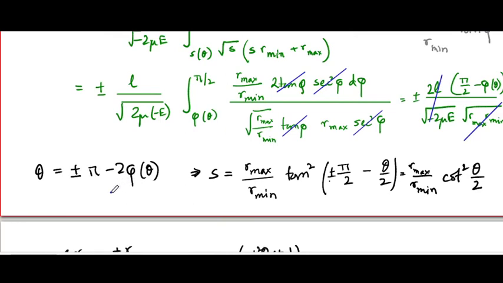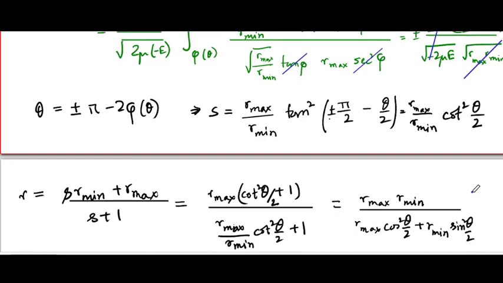Of course, what we need to do is to rewrite r as a function of theta. So, we go back in steps. This actually gives you phi as a function of theta. Phi is simply plus or minus pi by 2 minus theta by 2. We take that expression for phi, plug it back in our expression for s. This gives us s for a particular theta: r max by r min times tan square of this, which of course transforms to cot square of theta by 2.